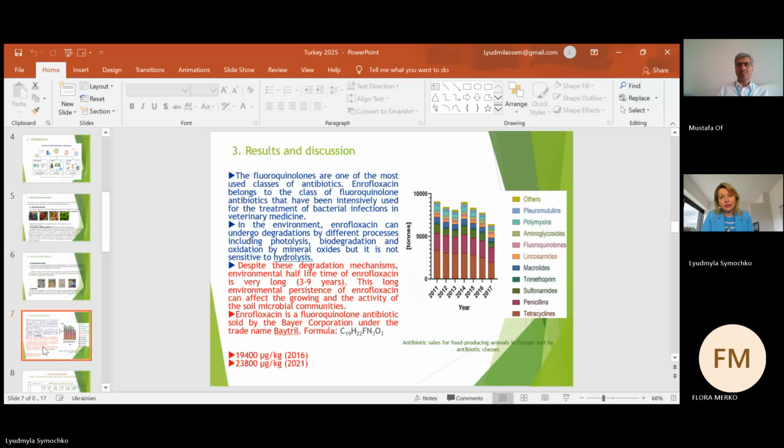Fluoroquinolone, a special group of antibiotics. In our case, it was enrofloxacin. And why did we choose enrofloxacin? Because this antibiotic is quite toxic and has a very special way of degradation.